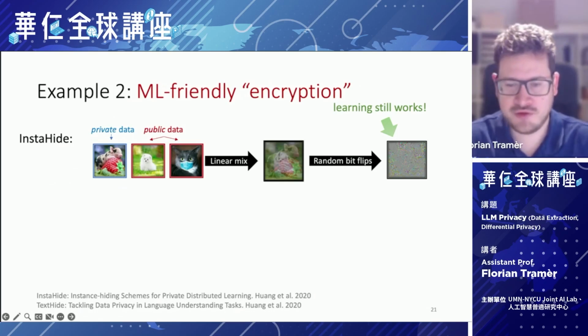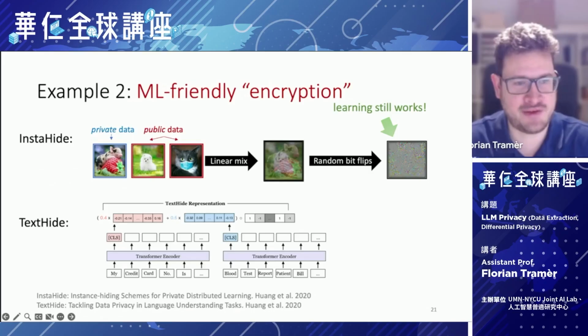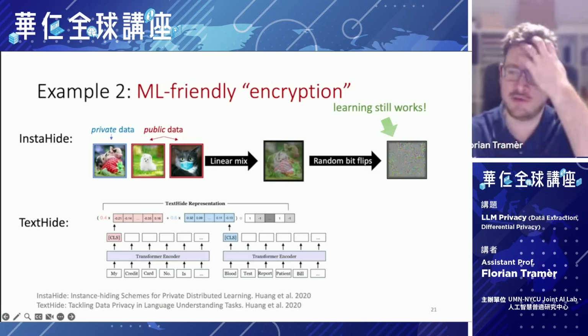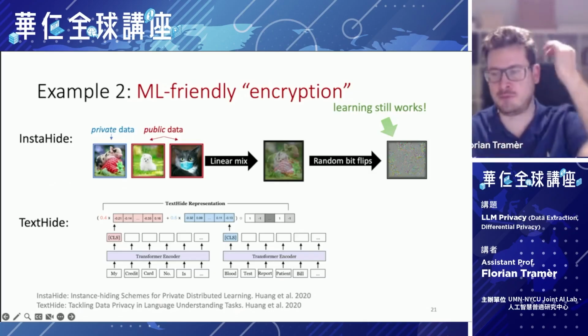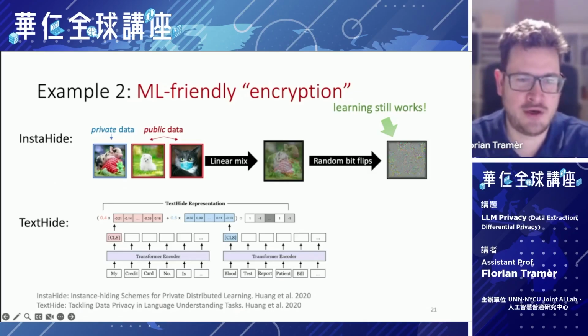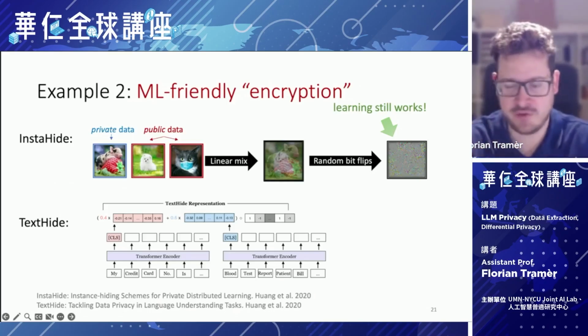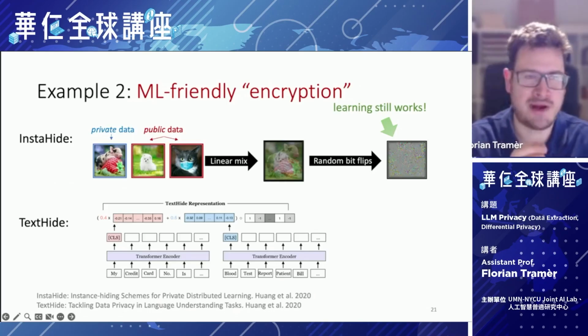And you can do similar things for LLMs. So the same authors had a version of this called TextHide that essentially applies a similar idea as InstaHide, but to the internal representations of a transformer. So this is a more general way of taking the inner representations and also applying this linear mix of different representations and then these random bit flips.